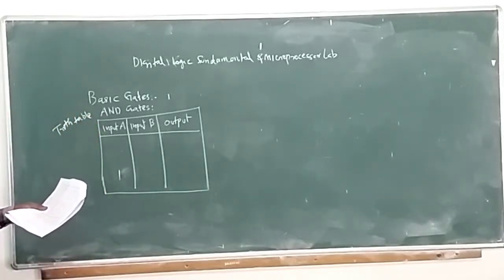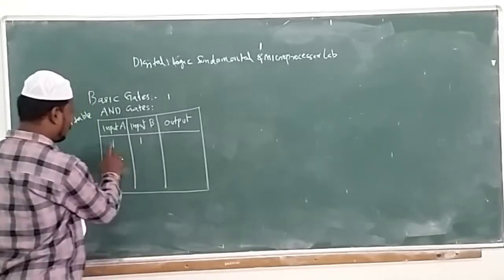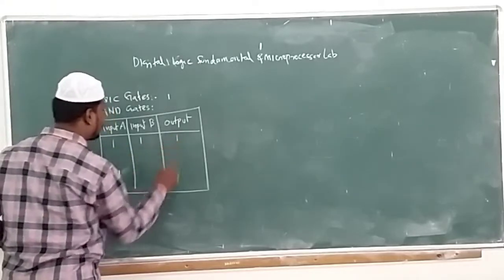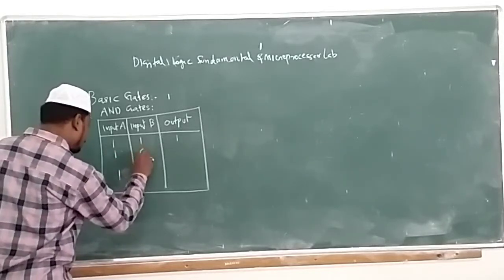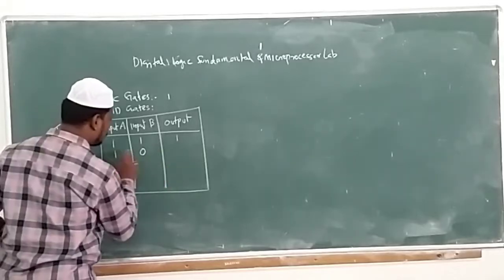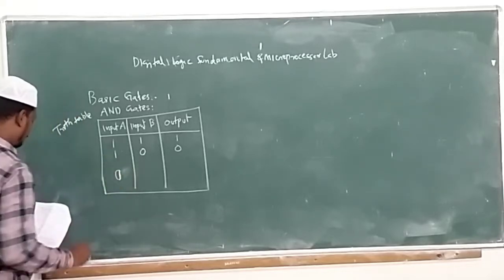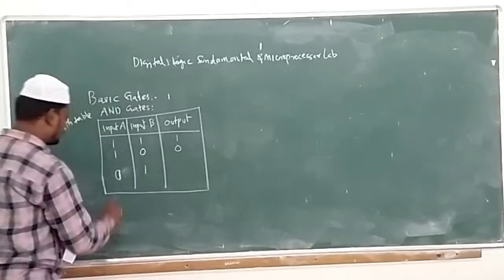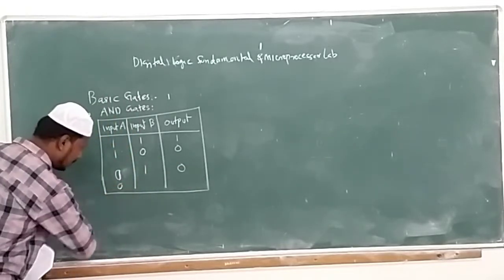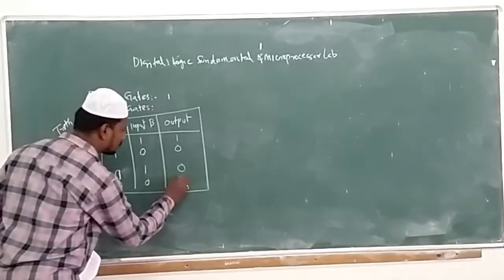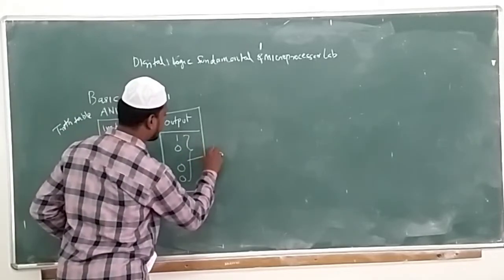The input value: I enter 1, and again for B, 1. 1 AND 1 gives output 1 in the AND gate. Next, 1 and 0 gives 0. Next, 0 and 1 gives 0 again. Last, 0 and 0 gives 0. So this is the output table of the AND gate.